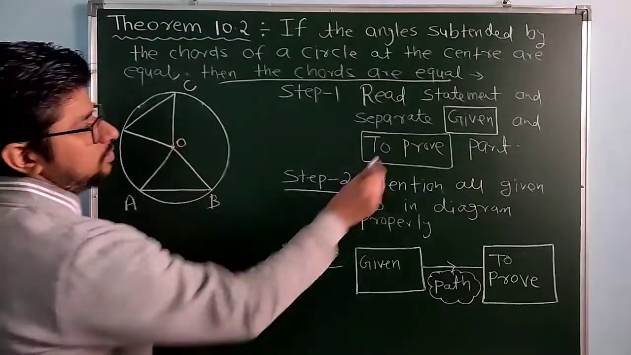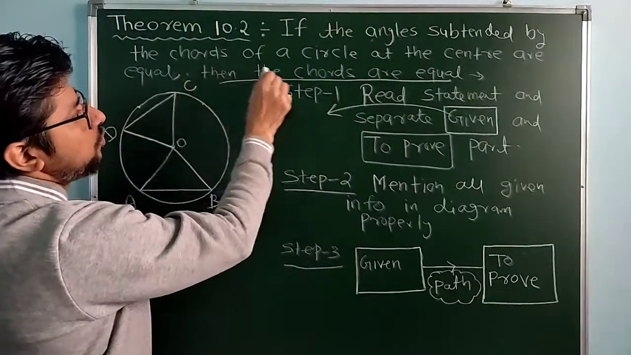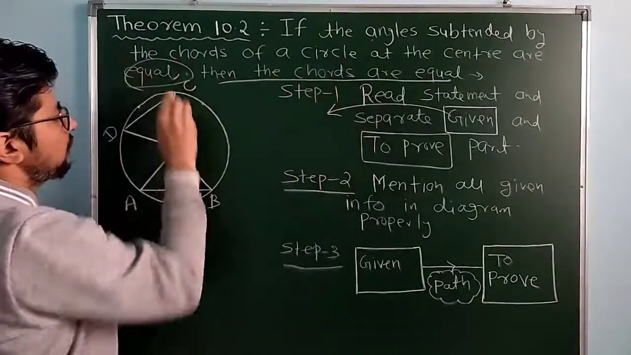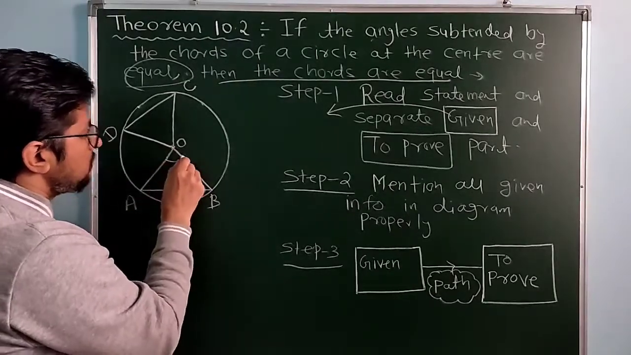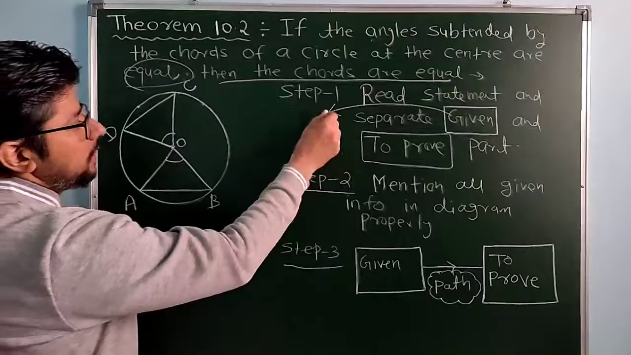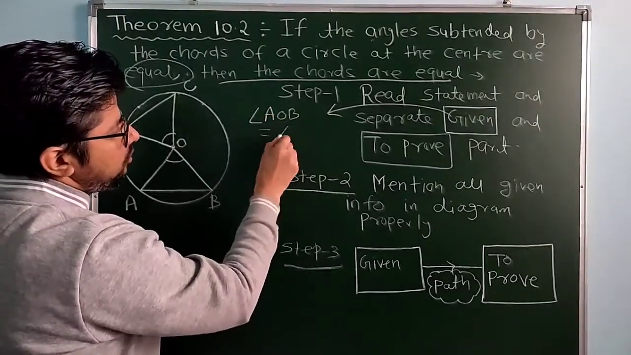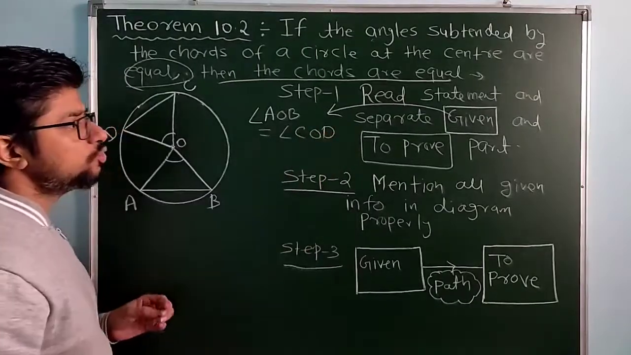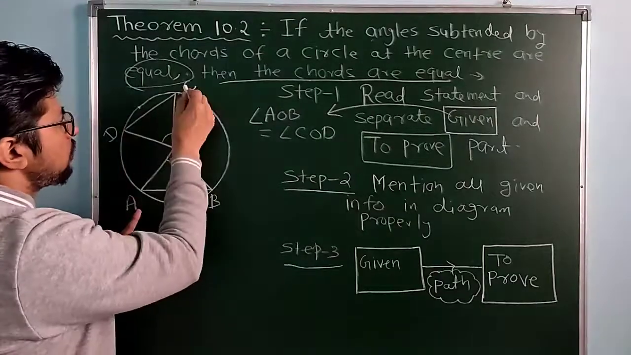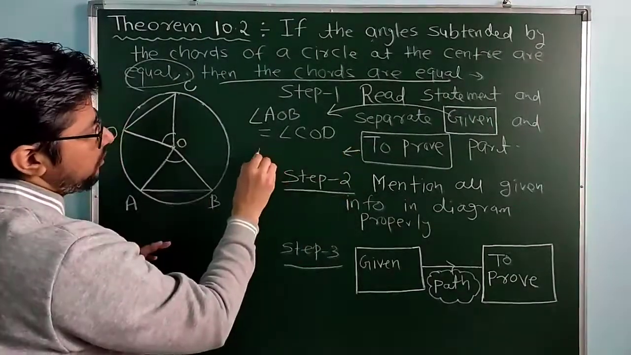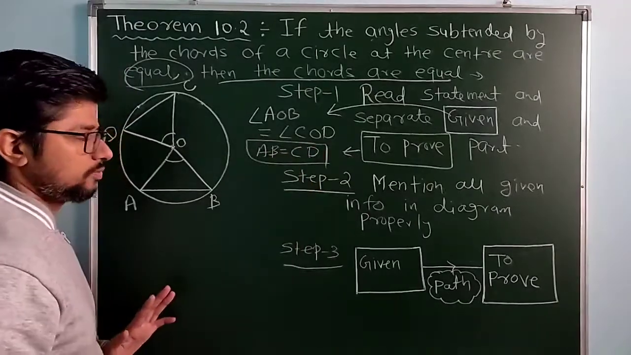And it is given that angles subtended by the chords of a circle at the center are equal. Means it is already given angle AOB equal to angle COD. You can write here as well, angle AOB is equal to angle COD. And what you need to prove? Chords are equal, means you need to prove AB is equal to DC or CD. You can write in both ways, AB is equal to CD, that you need to prove, right?